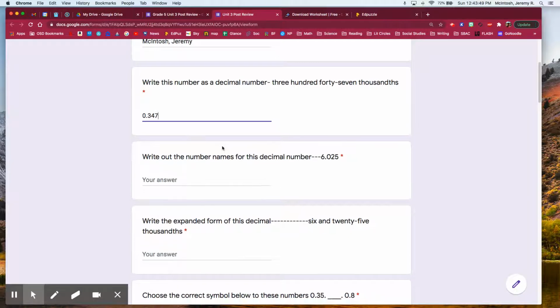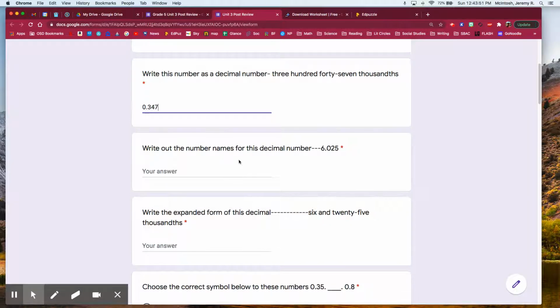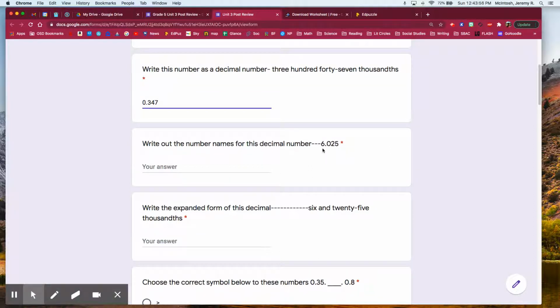Okay. Number two, write out the number names for this decimal number. So if you can say it, you can write it, remember. So we have 6 and 25 thousandths. The 5 ends up in the thousandths place. So how we write that out is 6 and 20. I like to put a little dash there between the 20 and the 5. 25. Then we can't forget what place value.